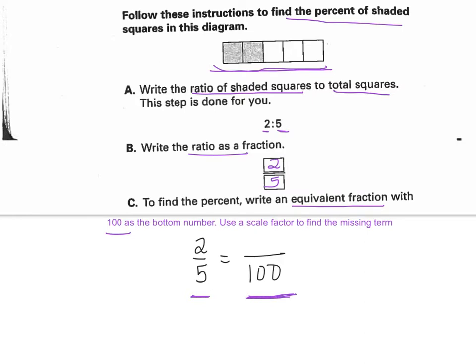Here's my original fraction. I need to make it equivalent, and I'm going to use a scale factor. So what do I do to the 5 to get 100? I multiply it by 20. So I'm going to do the same thing to the 2. I will multiply it by 20. 2 times 20 is 40. So the shaded part of the diagram is 40%.